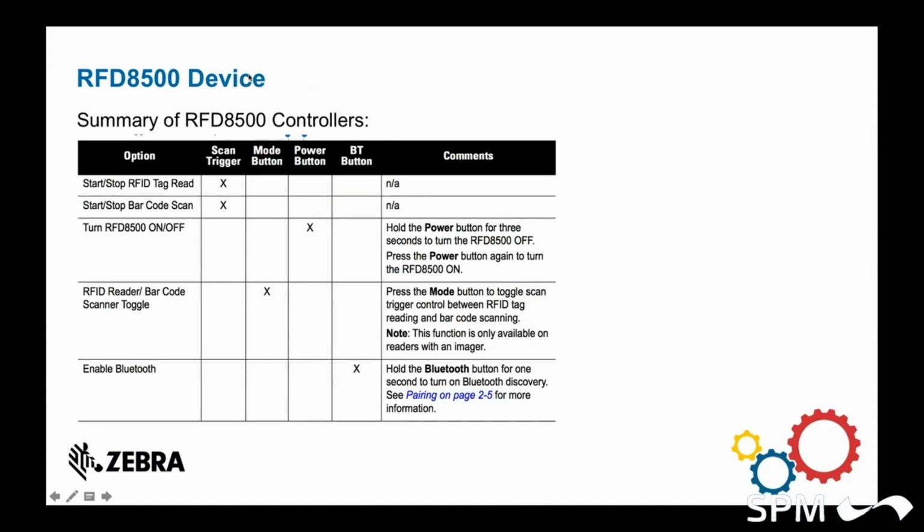So this is an overview of the RFID 8500 device controls. For more detailed information, you can refer to the user guides. Later on slide 39, I will show you how to download the user guide and documentation. So we'll go through all of these later. Let's go to the next slide.